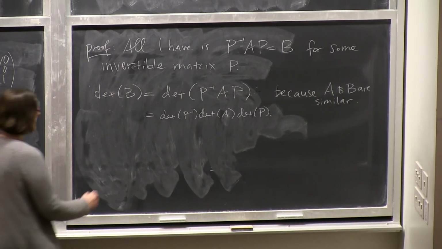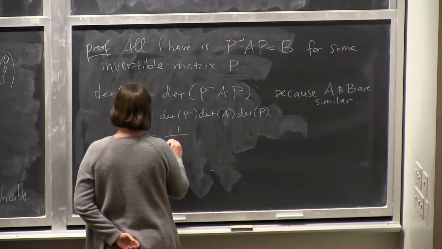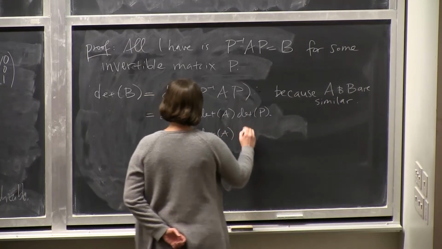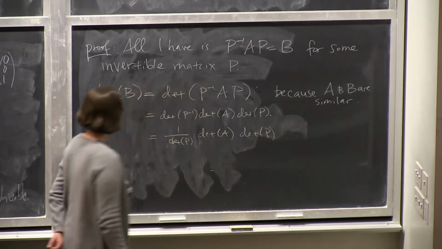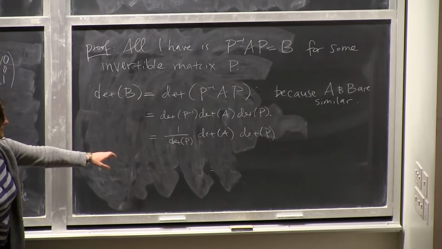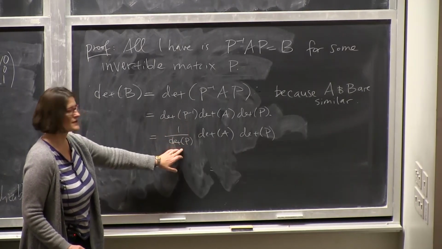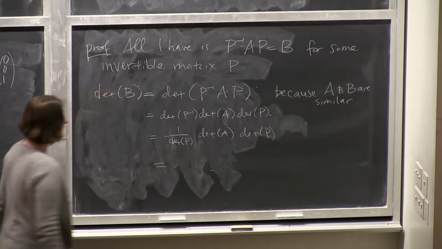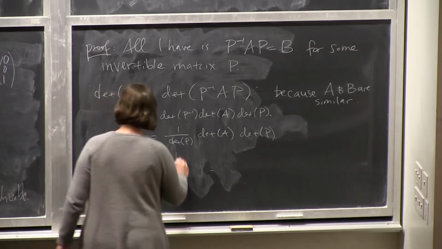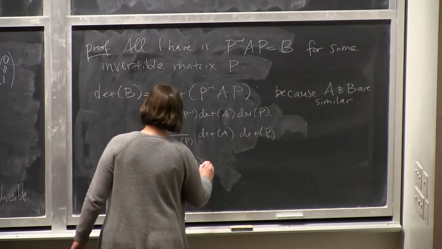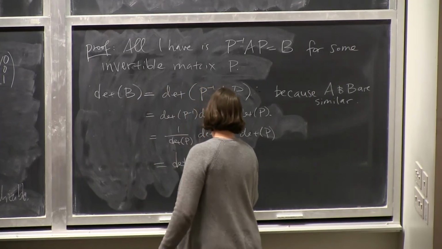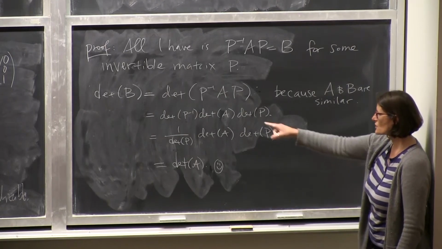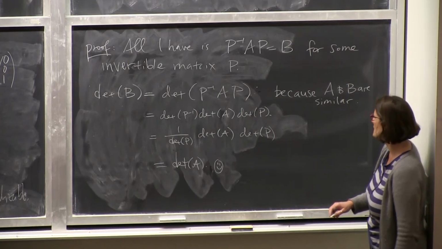Now, this is 1 over the determinant of P times the determinant of A times the determinant of P. So just believe me for a moment. I'm saying that the determinant of P inverse is 1 over the determinant of P. If you accept that, what does this equal? Determinant of A. And I'm done. All I need is that the determinant of P inverse is equal to 1 over the determinant of P.